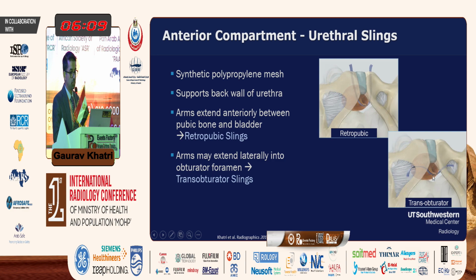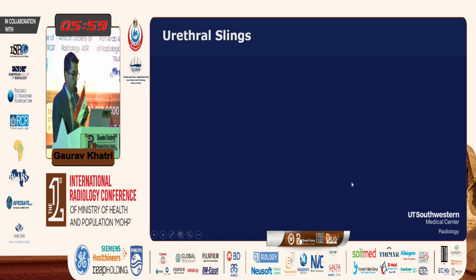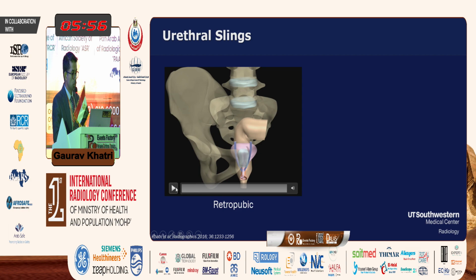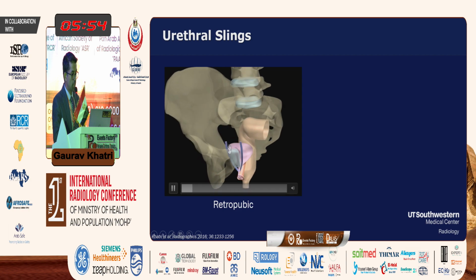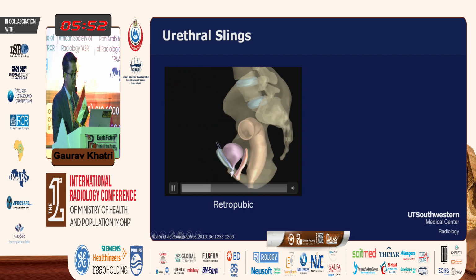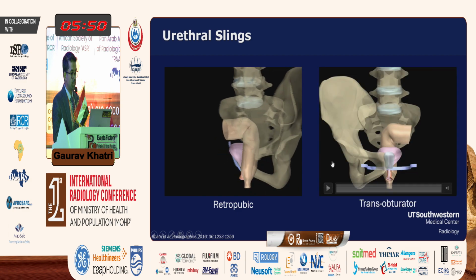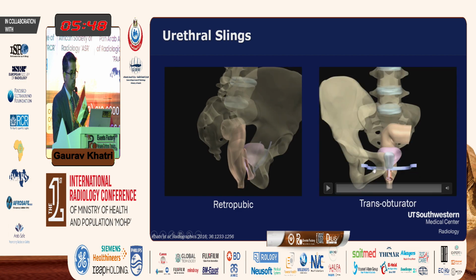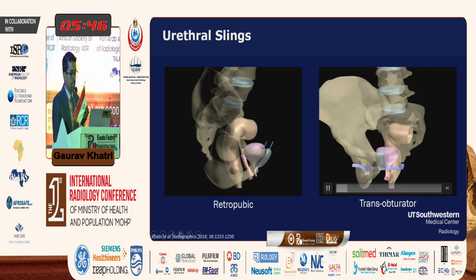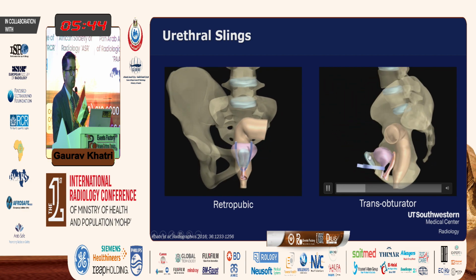This, on the other hand, you can see, again, is supporting the back wall of the urethra, but instead of going anterior, the arms are going lateral into the obturator foramen. So this is a transobturator type of sling. Again, this is just a movie showing you what this retropubic sling looks like. You can see how it's going between the pubic bone and the bladder. And then this is the transobturator sling, where the sling is going through the obturator foramen and not anteriorly between the pubic bone and the bladder.